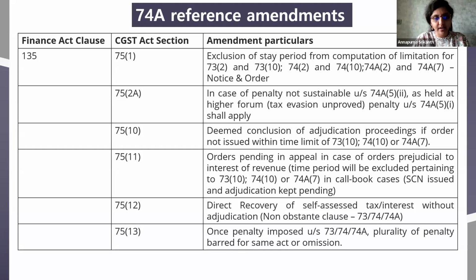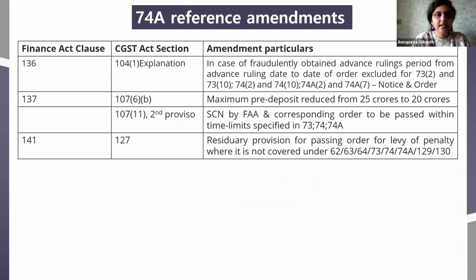In section 75 alone, there are some 6 provisions, 6 subsections wherein this corresponding 74A amendment has been put in. Anyways, I'll be sharing this material, so we can definitely go through these things. And 104, where fraudulently advance rulings have been obtained. There again, 74A(7), (2) and (7). So the period to be excluded. So even this provision has been included.